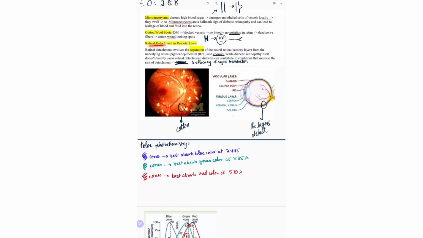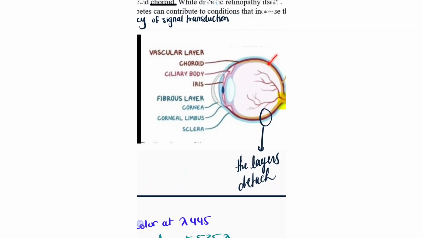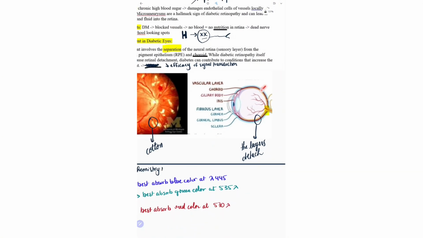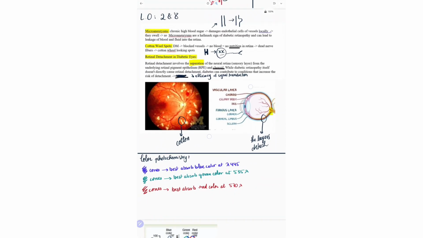Now, moving on to retinal detachment in diabetic eyes. It's basically, I don't think it's related to diabetes, or is it? Let me see. So it's the separation of the retina, as you can see right here. This is the retina. I don't know if I can zoom in. Yeah, this yellow thing is the retina. It actually detaches from the underlying tissue, which is like the choroid, okay, and from the underlying pigment epithelium, right? So the underlying pigment epithelium and the choroid, as I explained in the beginning of this lecture, are the source of nutrition. So, as I said before, diabetic retinopathy does not directly cause retinal detachment. Diabetes can contribute to conditions that increase the risk of detachment, okay?